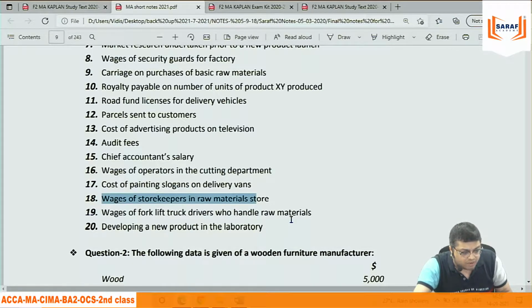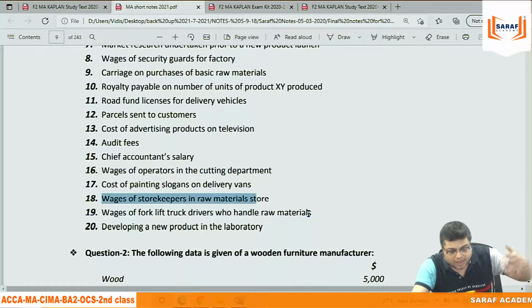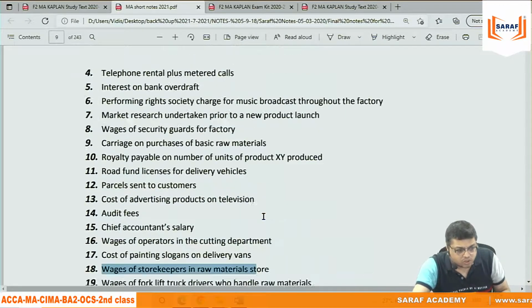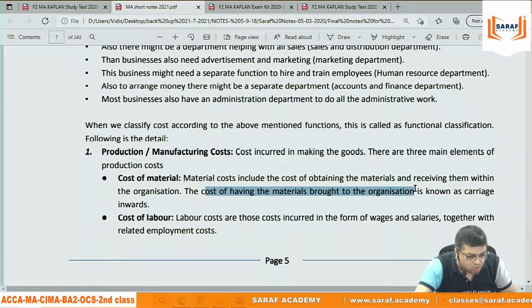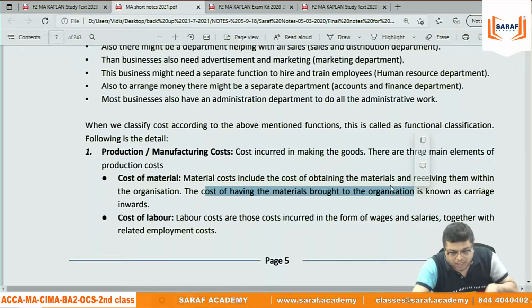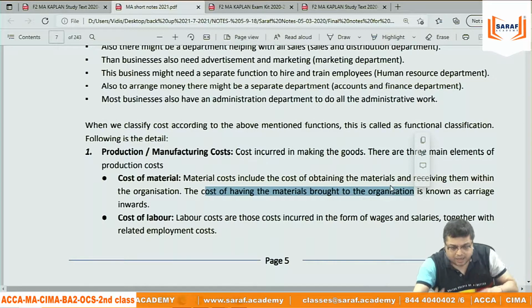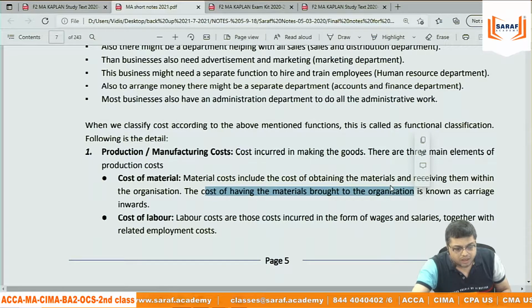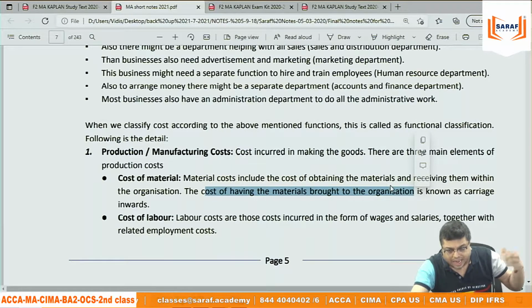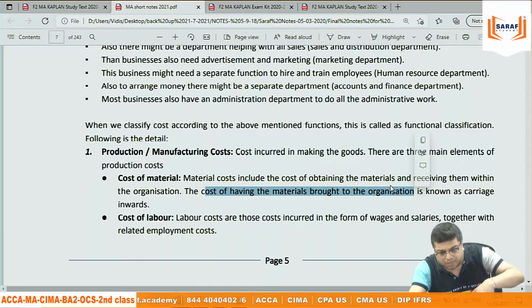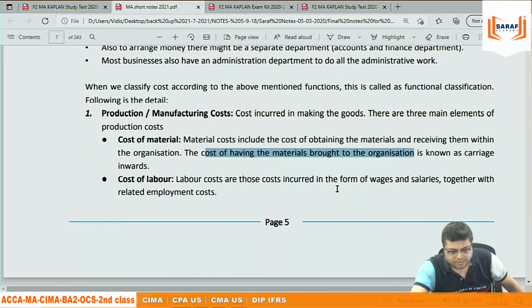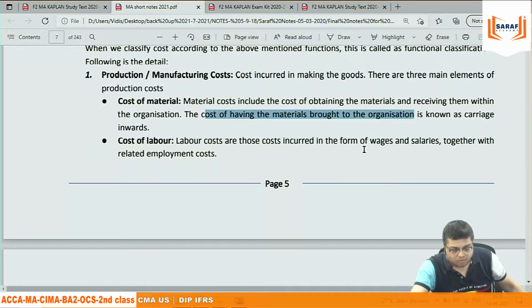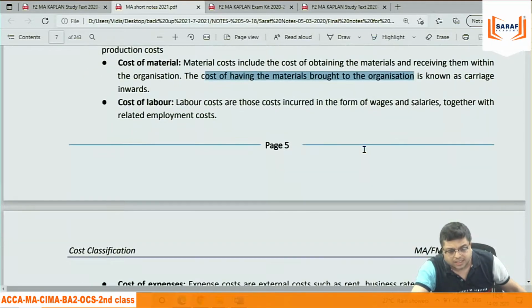Wages of forklift truck drivers who handle raw material. They are bringing raw material from the supplier place to our place. So until the raw material reaches the place where you will be using it, the cost of bringing it from the supplier is called raw material cost only. So if the forklift truck drivers are bringing the raw material from the supplier to here, then their wages are raw material cost only. Because that's the definition. Once the raw material reaches the factory and you start production, then the labor cost will arise, direct labor.